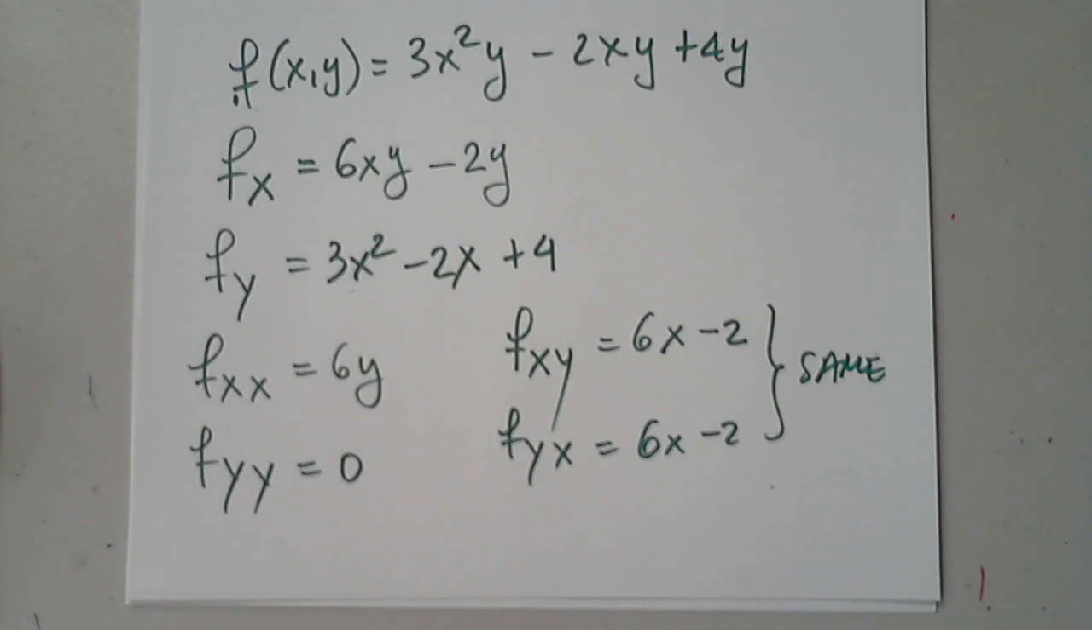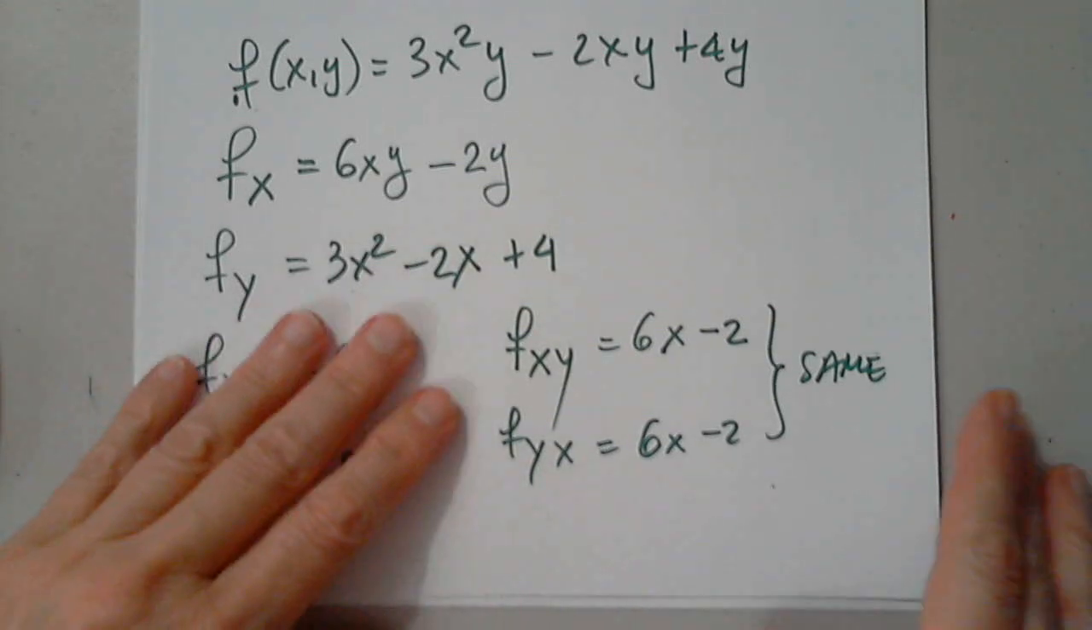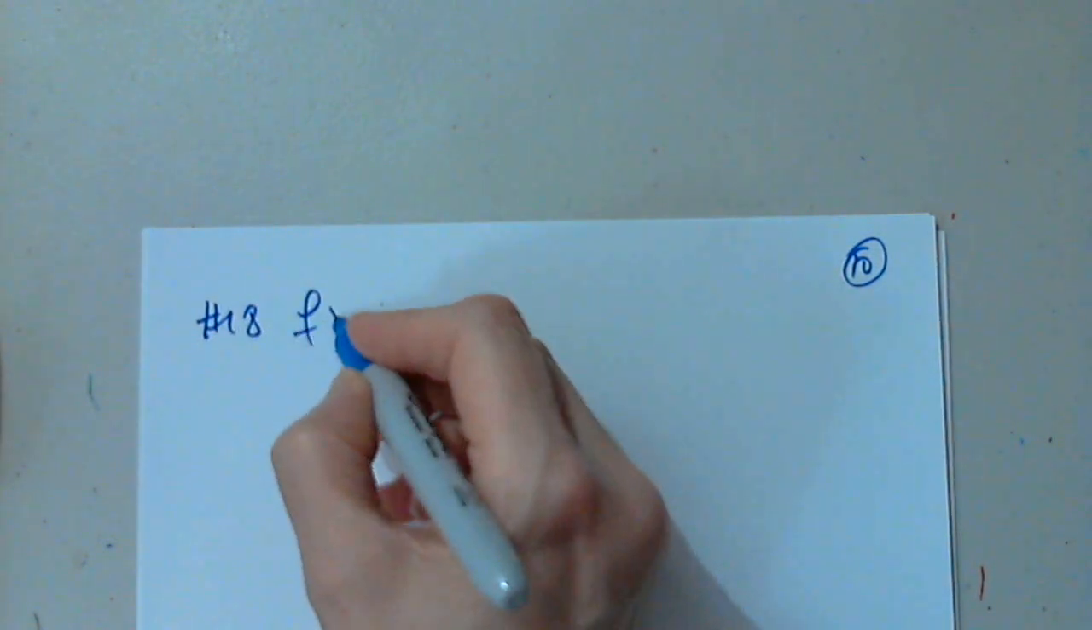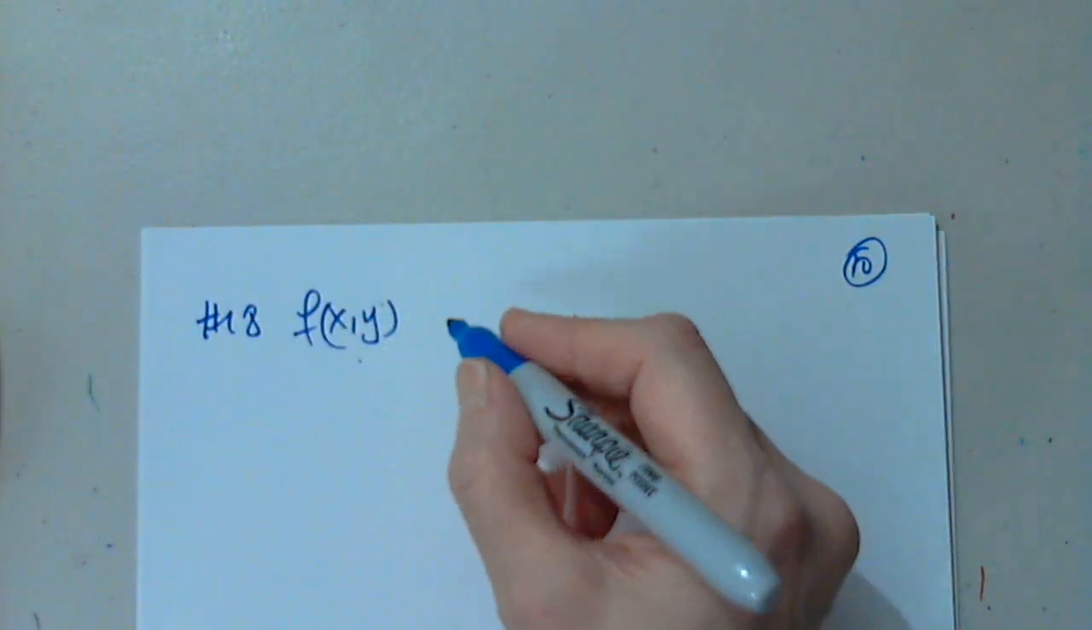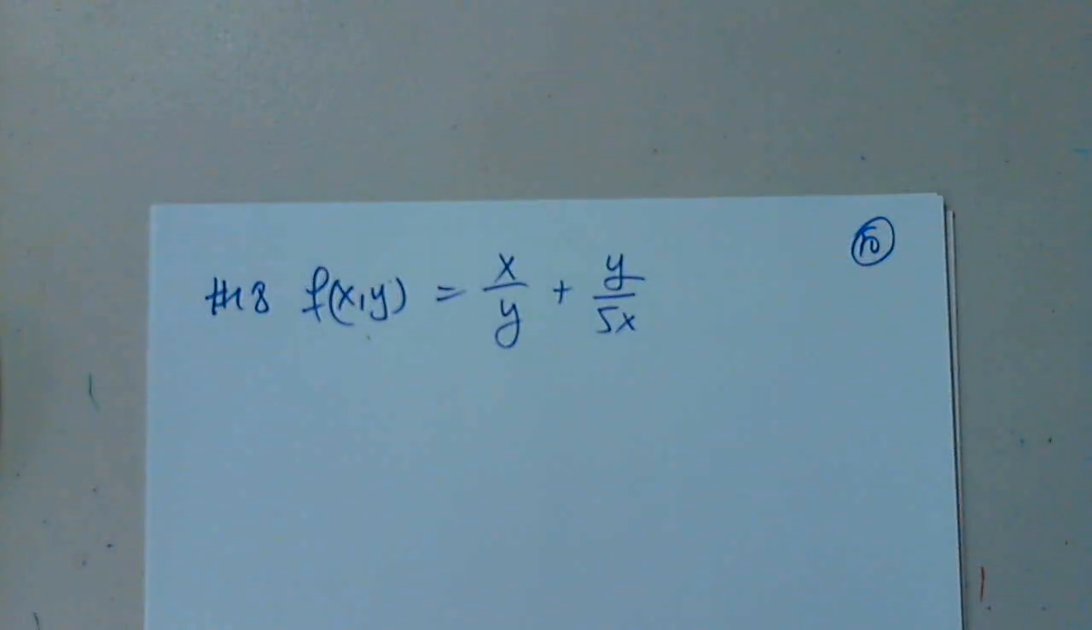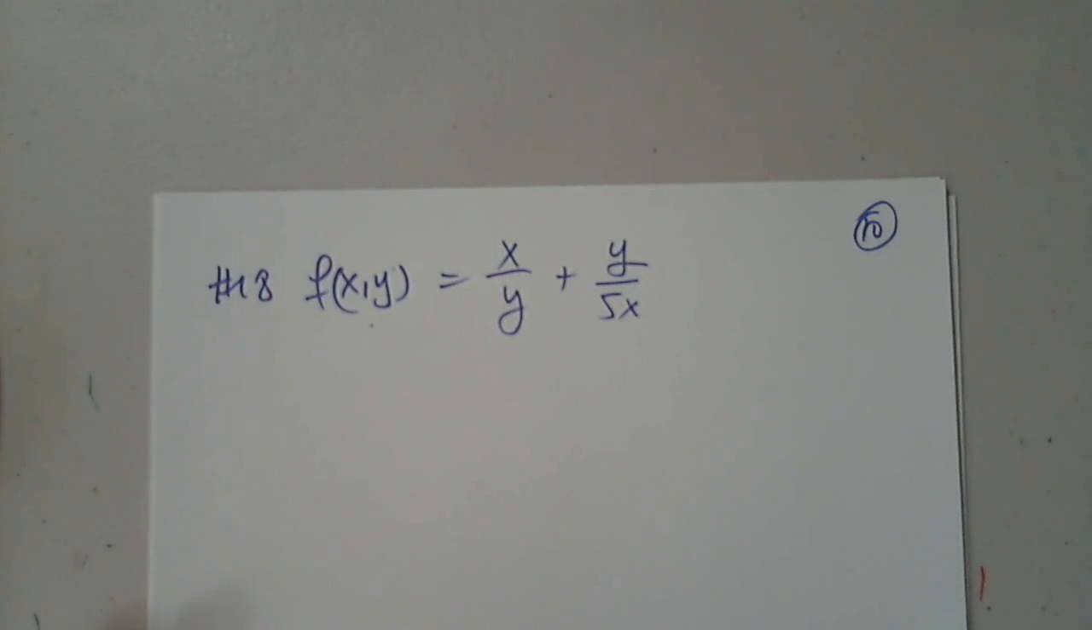Which one? 18. This one. Very good. So let's look at 18. So this is page 10, 18. Okay. f of x, y equals x over y plus y over 5x. So we want to determine all four.